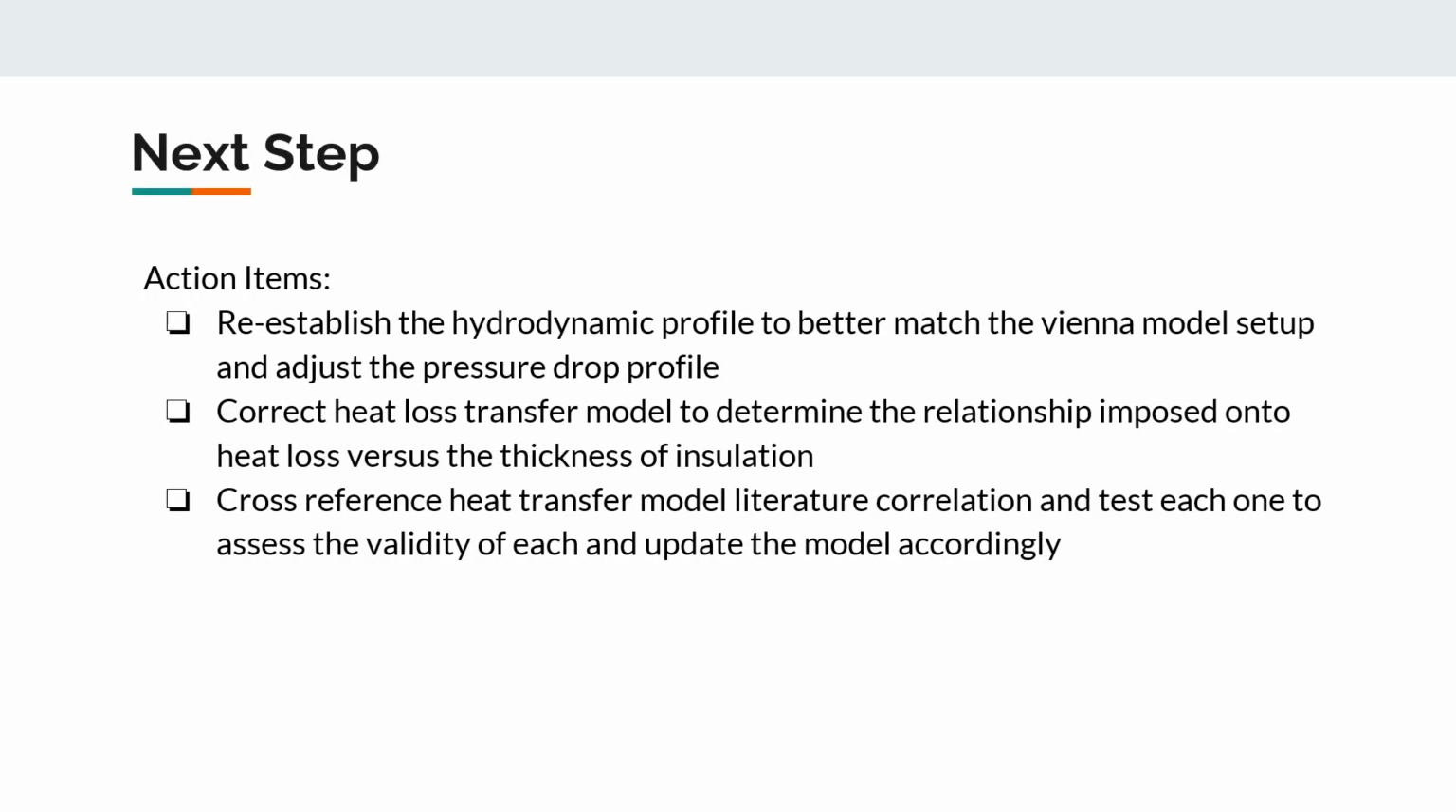So the next step for us will be to correct all 3 errors. First, re-establish the hydrodynamic profile to better match the Vienna model setup and adjust the pressure drop profile, since this is the backbone of our model. Second, correct the heat loss model to determine the relationship between heat loss and the thickness of insulation. Last, cross-reference heat transfer literature correlations and test each one to assess its validity, and update the model accordingly. So, that is the end of our presentation.